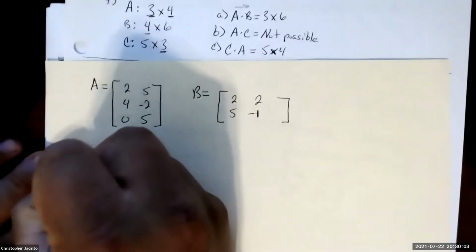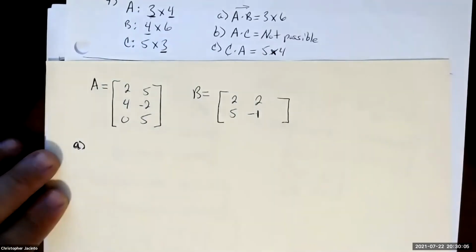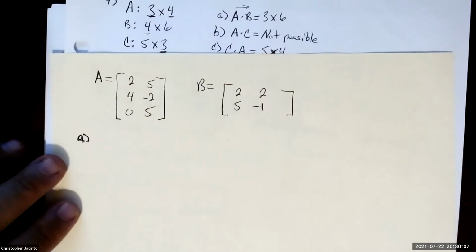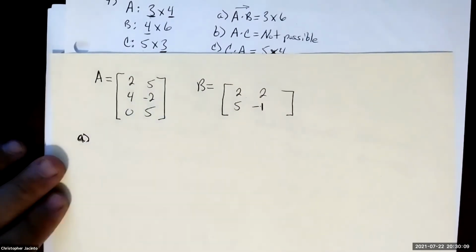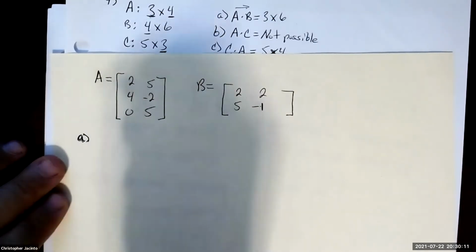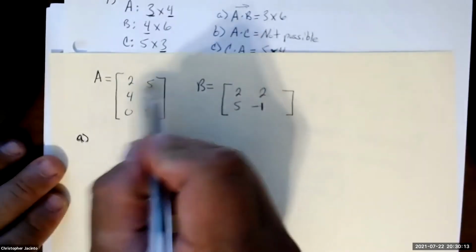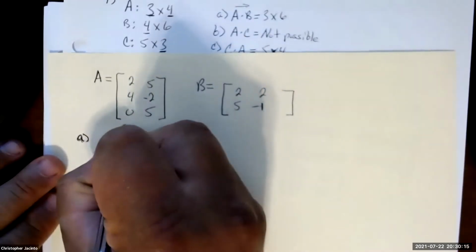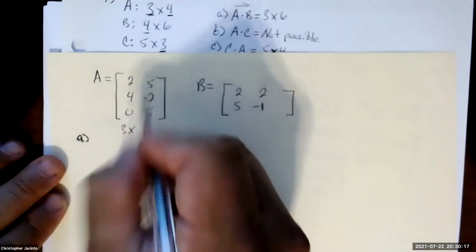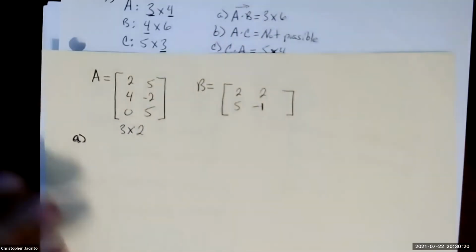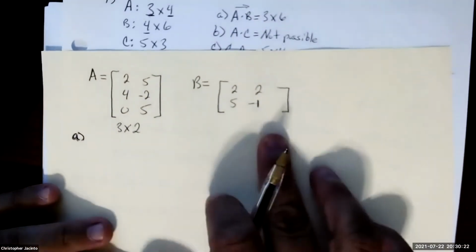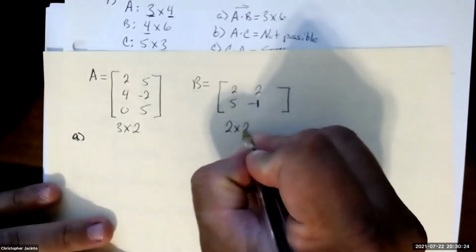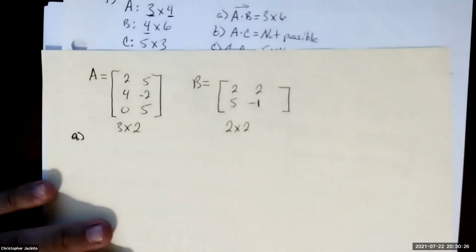So before we start multiplying, I just want to write down their dimensions. That way, I get that out of the way so I can see if I can do any of these problems we're about to do, okay? So first dimension, this is a 1, 2, 3 rows by 1, 2 columns, right? And this one's easy, right? This is just a 2 by 2. Those are the ones we have all the time.